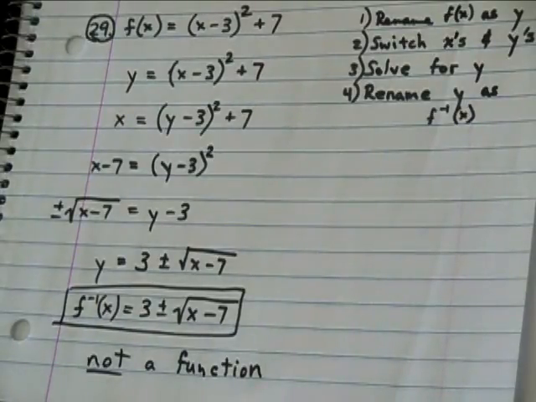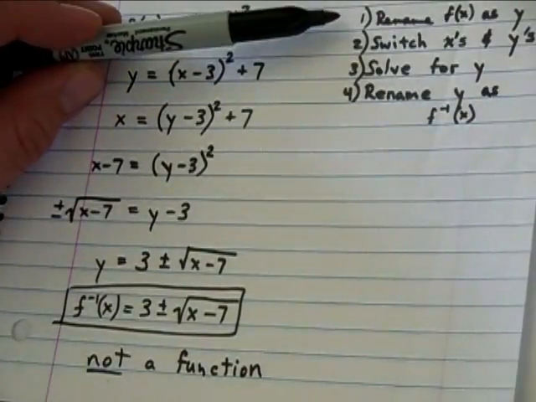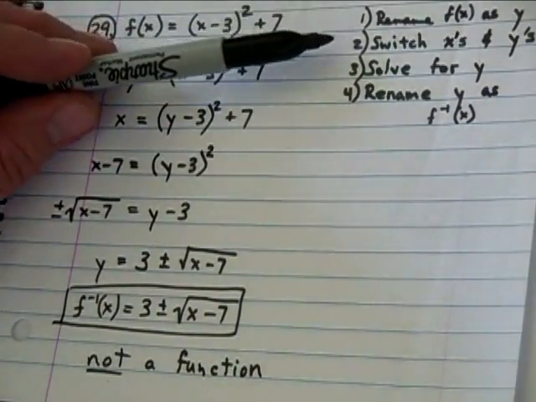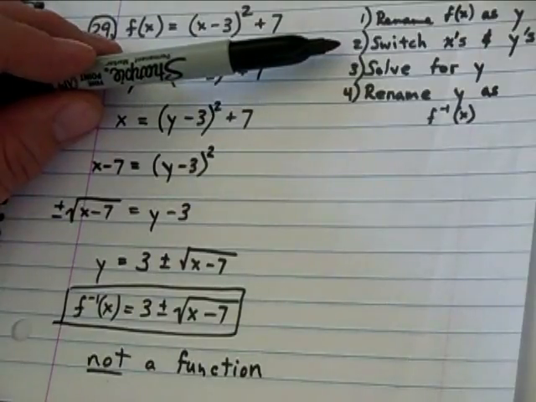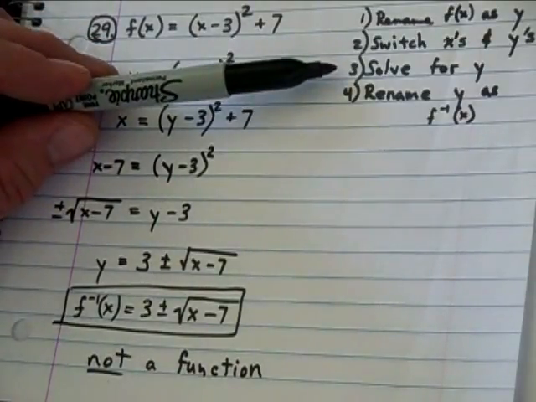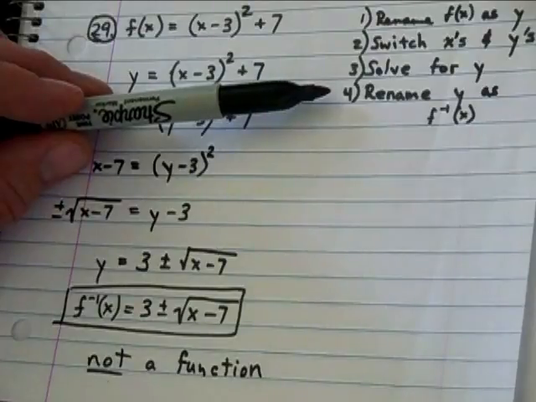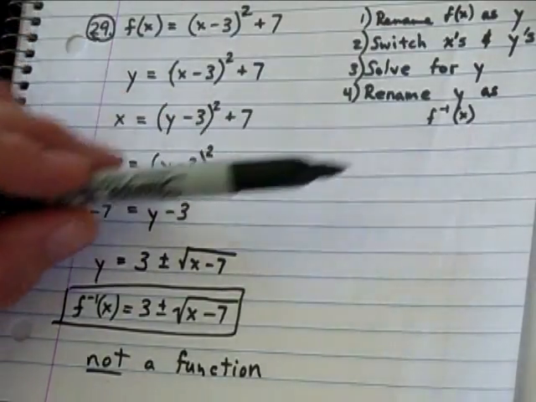And just to reiterate the steps of finding the inverse function, it is rename f of x as y, switch the x's and the y's, solve for y, and then rename that y as f inverse of x.